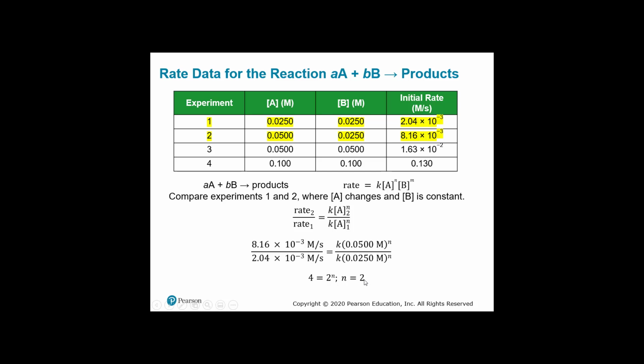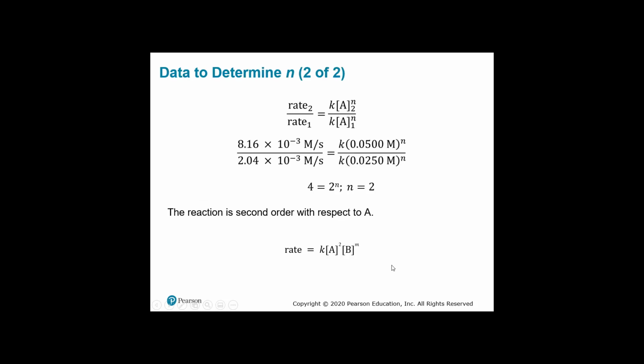So this is second order, and if you looked at it, you could probably see this doubled, this reaction rate quadrupled, and that's another way to look at it. Okay, so this reaction is second order with respect to A, and this is how you would plug this in. The rate law equals the rate constant, and this is second order with respect to A. But what about B? We don't know what B is, so let's finish and get B.